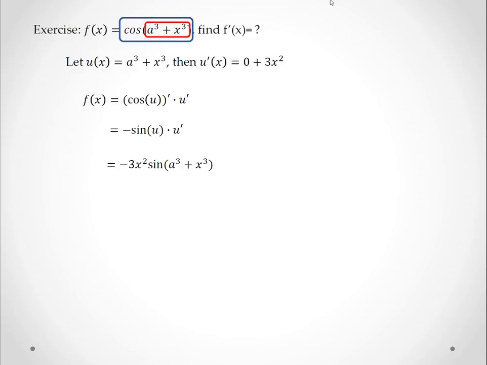The derivative of cosine u is equal to minus sine u, and the derivative of u is equal to 3x squared. We can substitute back the u of x and u prime of x. The final result of f prime of x is equal to minus 3x squared times sine of (a to the third power plus x to the third power). And here's the result we get using the chain rule.